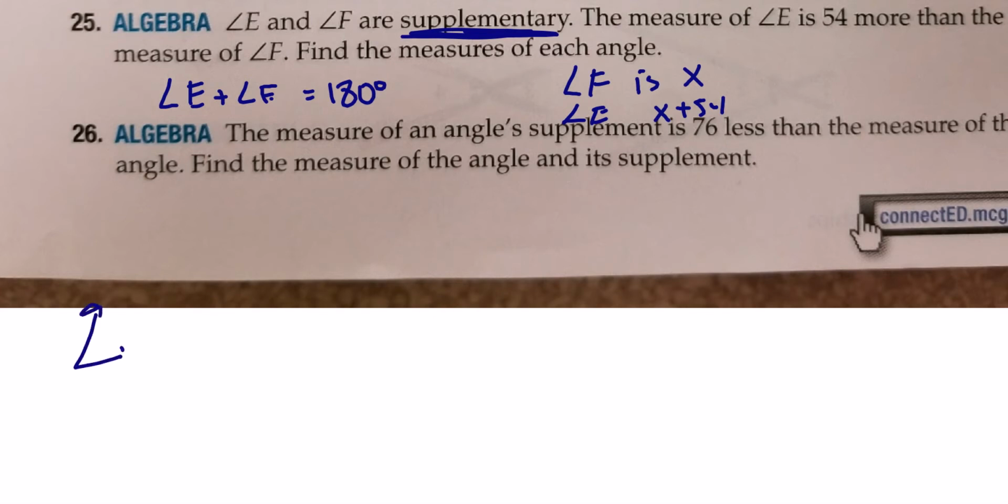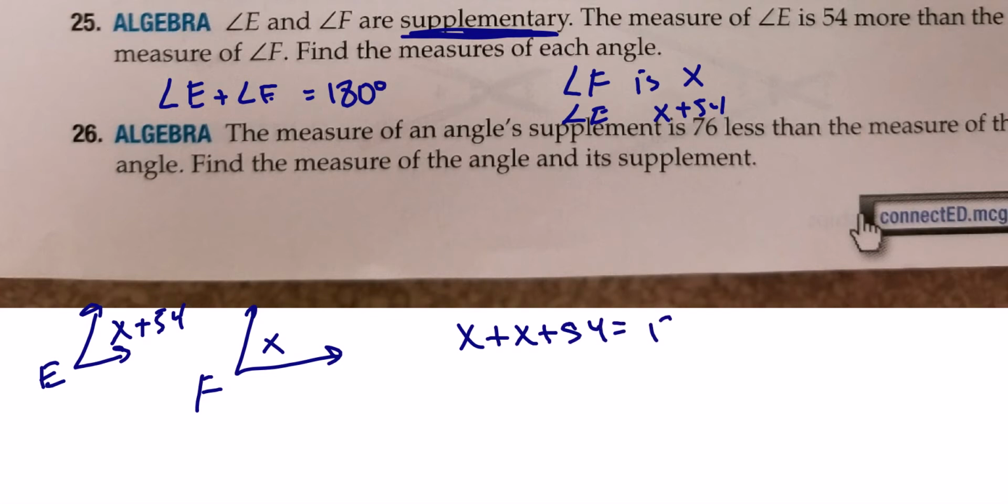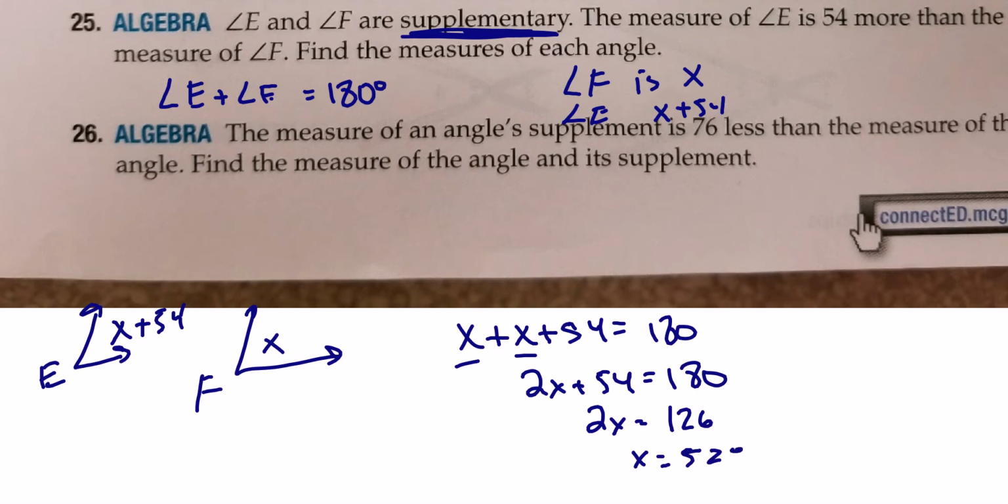So I have this angle, we'll call it E. I know it's X plus 54. I have this other angle, F, and I don't know what it is, that's why I call it X. So the reason X is angle F is because they didn't give me any information about angle F. I do know they're supplementary, so I say X plus X plus 54 equals 180. Put your X's together, I get 2X plus 54 equals 180. I subtract 54 from both sides. 2X equals 126. X equals 52 degrees.